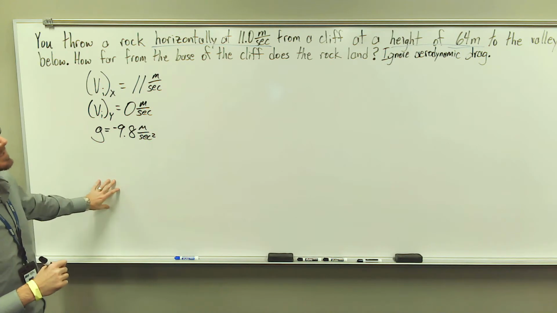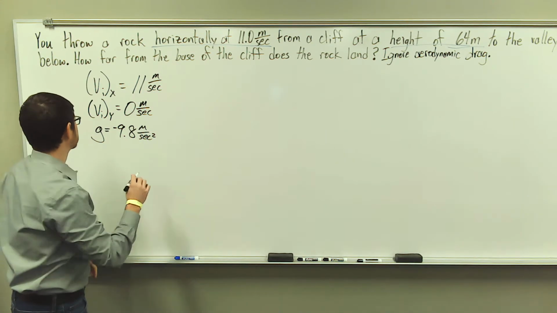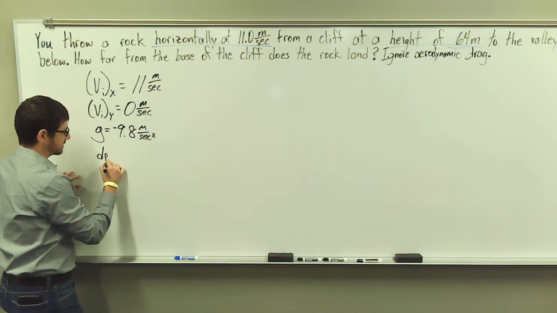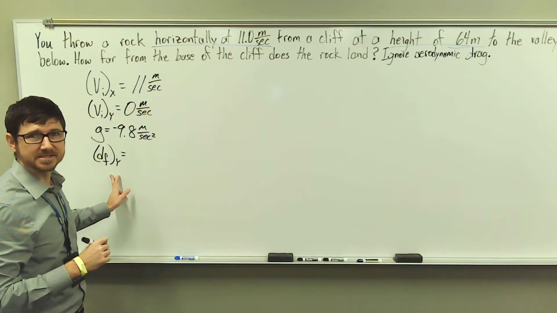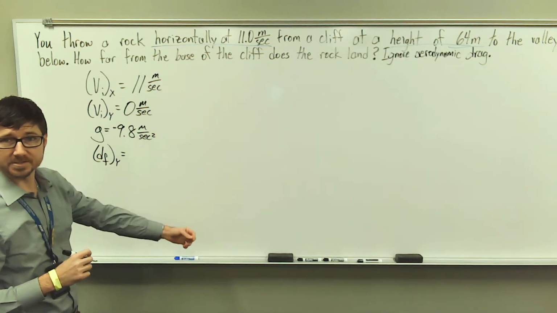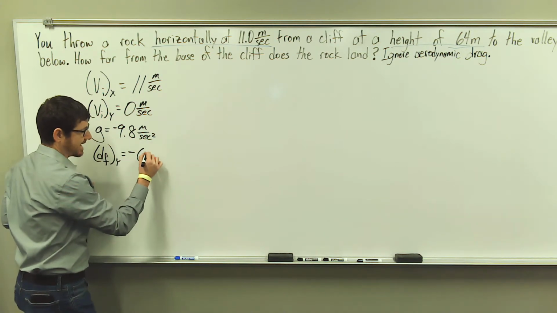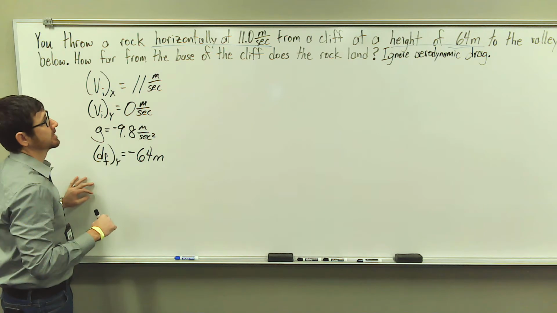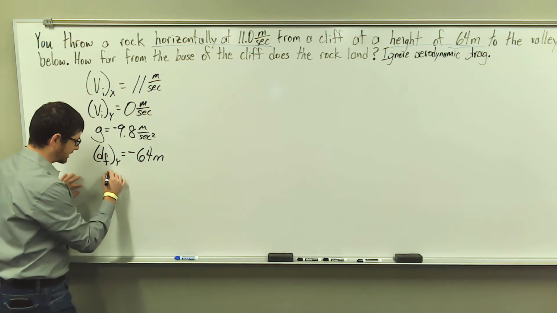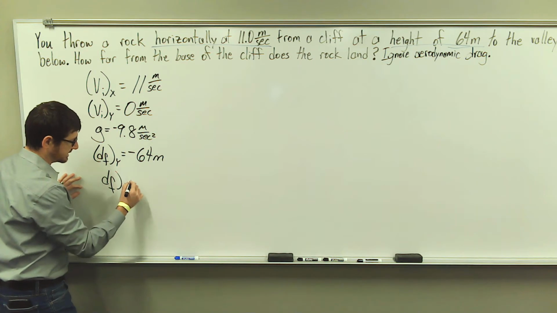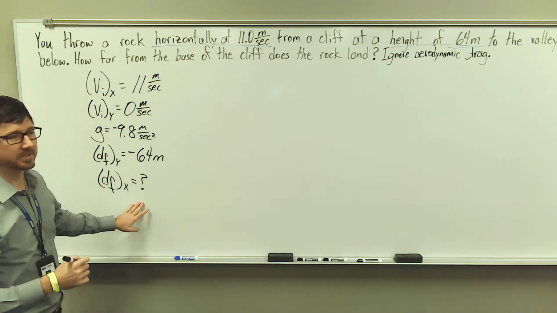Okay, the height of the cliff is 64 meters, and this is going to be the final displacement in the y direction. Remember that displacement is a vector, and we know that the rock is going to fall 64 meters. So our displacement is negative 64 meters. And it wants to know how far from the base of the cliff the rock lands. So this is going to be the final displacement in the x direction. Okay? So this is what we're going to calculate.